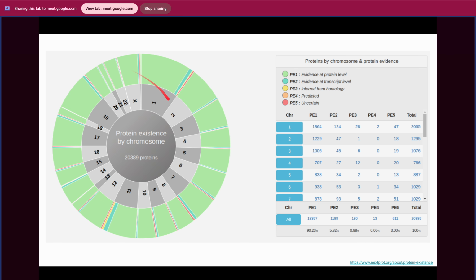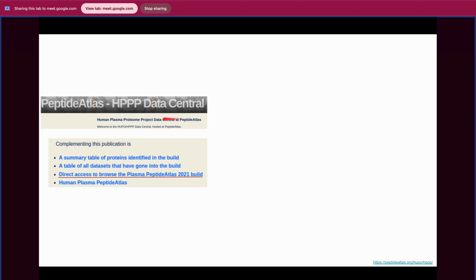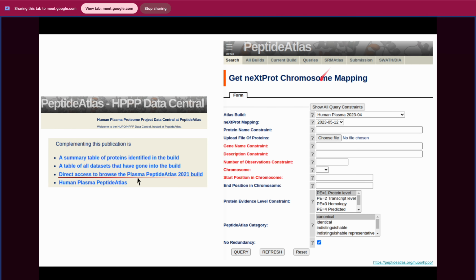So mostly the evidence is available at the protein level in neXtProt. And if you click on any of these numbers, it will also give you the list of all those genes which are present. So if you are studying any chromosomal level genes, you can simply go to neXtProt and click on any of these chromosomes. Then if we click on the direct access to browse the plasma peptide atlas 2021 build, we'll be able to go to the PeptideAtlas.